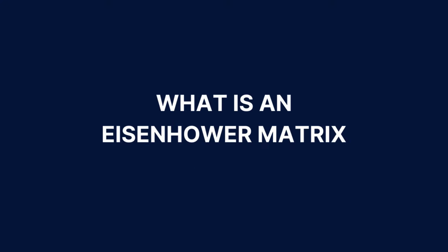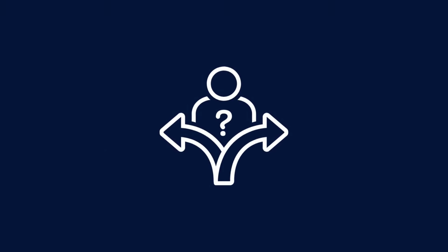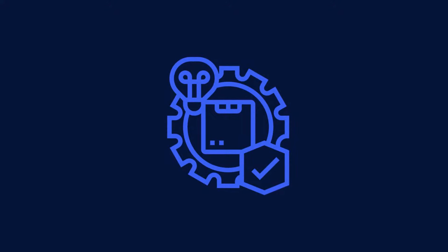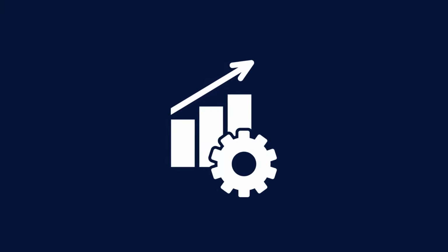What is an Eisenhower Matrix template? The Eisenhower Matrix is a decision-making tool that helps professionals sort and organize their tasks according to importance and urgency. The purpose of using an Eisenhower Matrix is to free up a professional's time and increase productivity toward their goals.